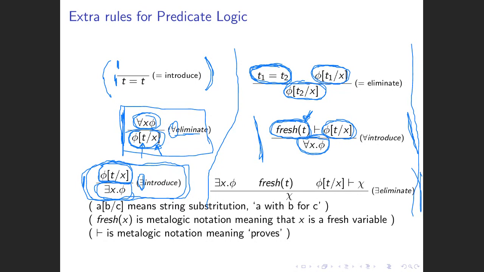And then here we're going to eliminate exists, backwards E. So in this case we're saying if there exists an x such that phi, and t is the fresh variable and phi proves chi, then you're allowed to conclude chi. So this is the standard way of getting rid of an existence statement.